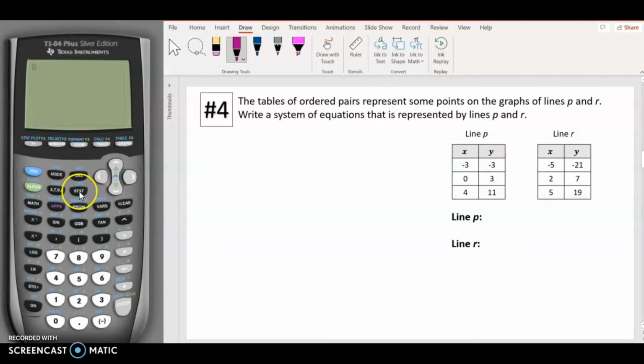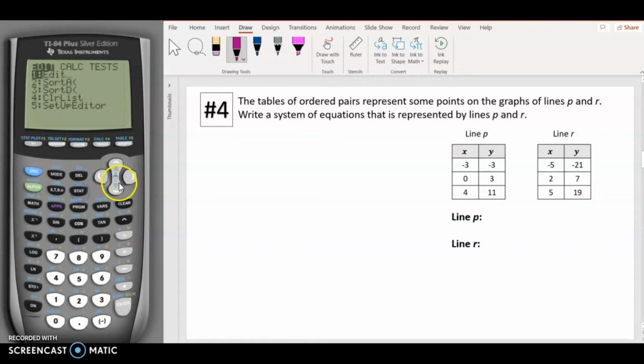So remember, to do that, you're going to go to Stat and then choose Enter on Edit. You're going to arrow up and clear what's in L1 and L2. And then we're going to enter these values into our calculator. So I'm going to start off with line P. So I do -3, enter, 0, and then 4. And then I'm going to arrow over and do -3, 3, and 11.